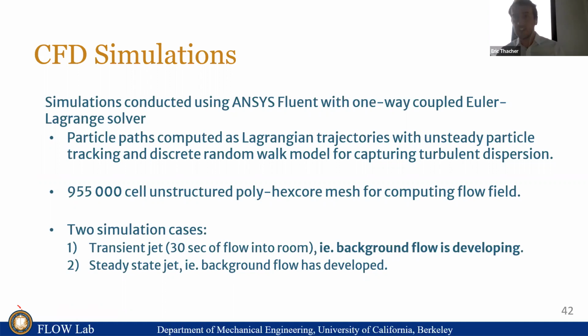They had two simulation cases. The first was a transient jet, where they eject the particles into the room for the same 30-second time that we did, so that the background flow in the room, as the jet circulated back around, was still developing. Then they had a steady state jet to see if there was a significant difference between these two cases.